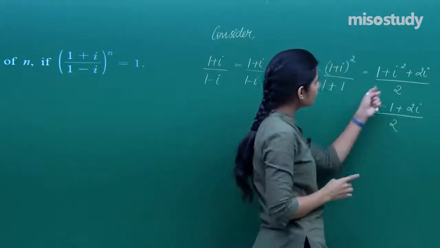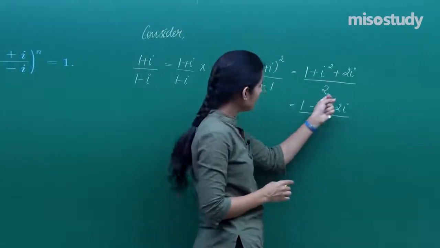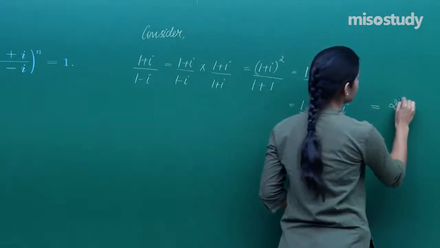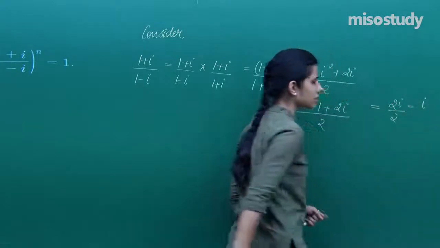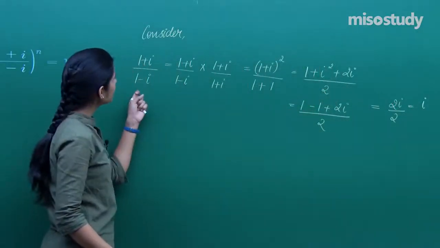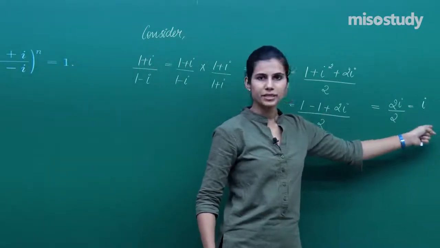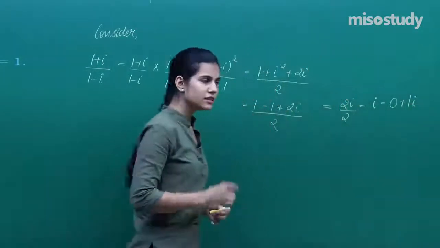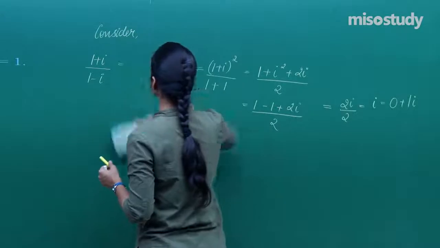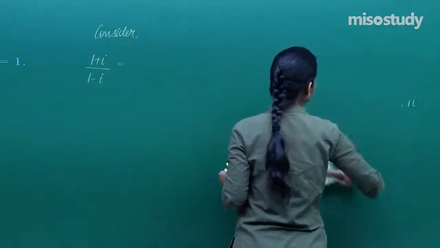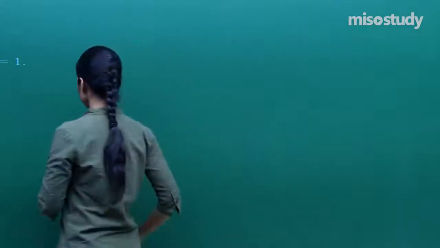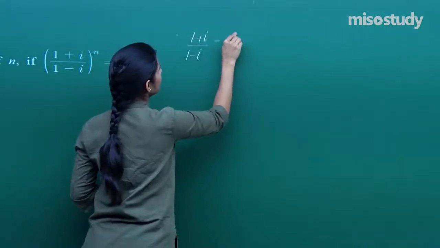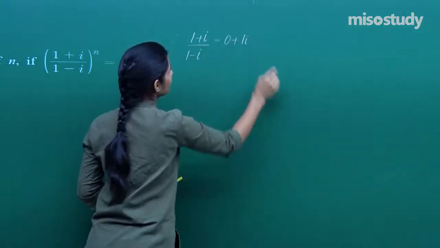Now this turns out to be 2 iota upon 2, which is iota. Eventually what we are getting is that 1 plus iota upon 1 minus iota is coming out to be equal to the complex number iota, which can be written as 0 plus 1 iota. So we have decoded the real and the imaginary part of this complex number, right? And therefore 1 plus iota upon 1 minus iota is actually 0 plus 1 iota.